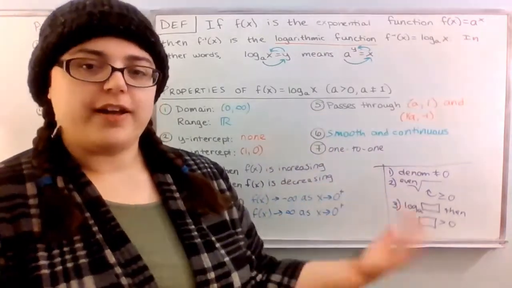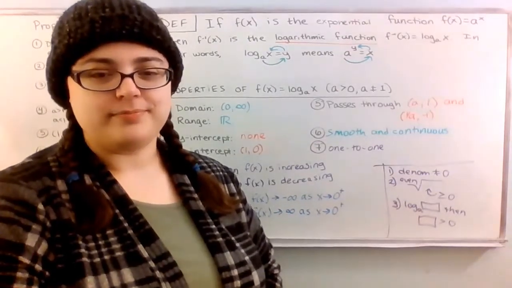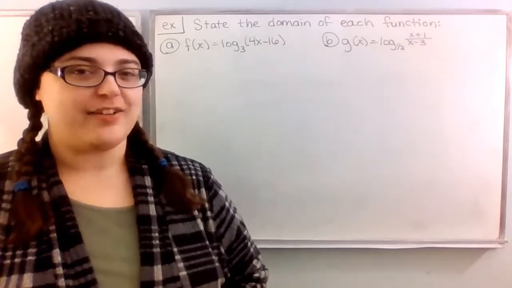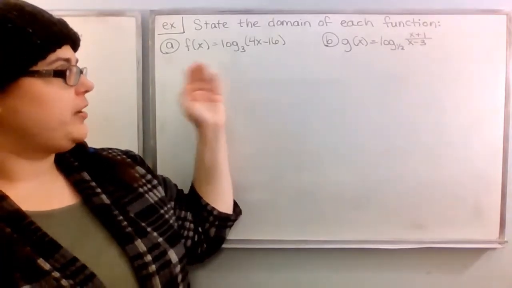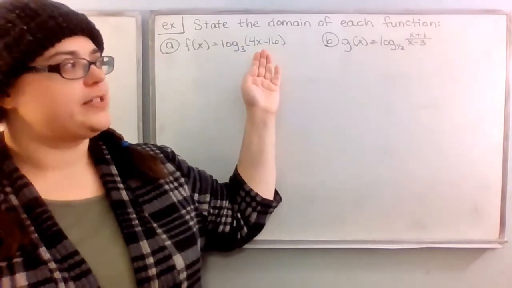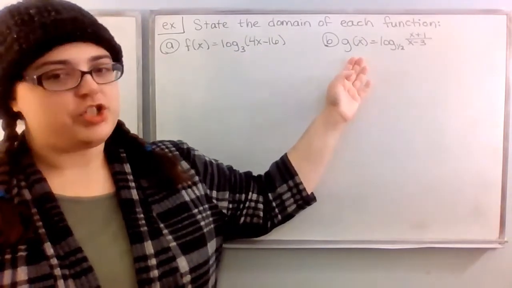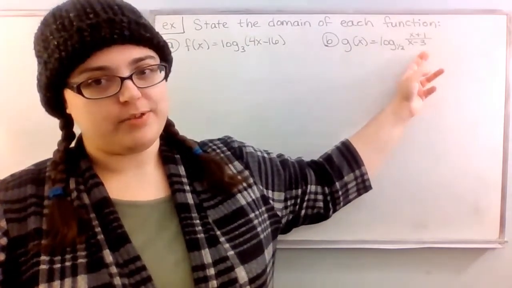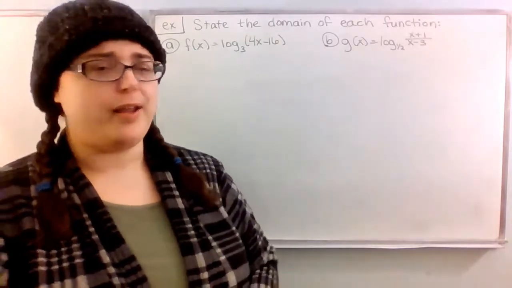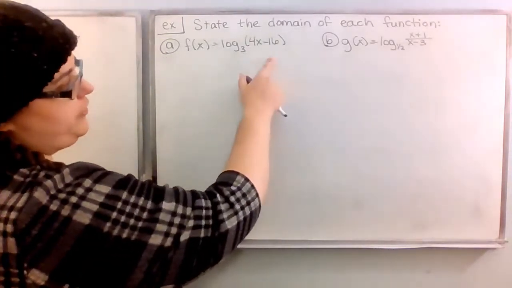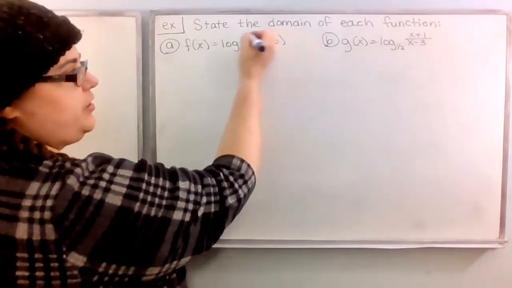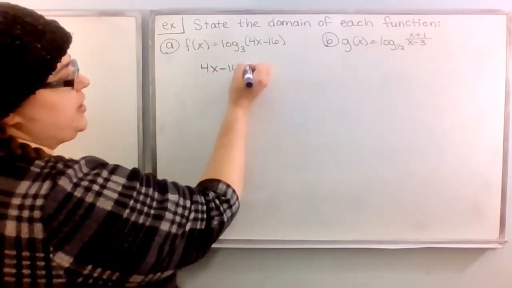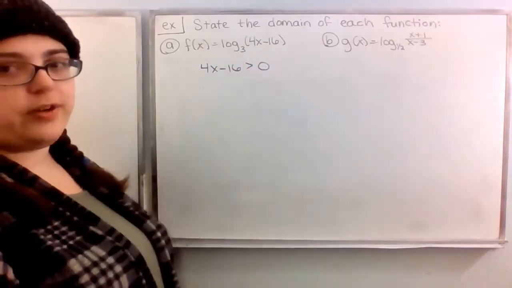So let's do an example of finding a domain of a logarithmic function. Alrighty, so we're going to do 2 domains for this example. First, we're going to find the domain of log base 3 of 4x minus 16. And then we'll do the domain of g of x, which is log with a base of 1/2 of (x plus 1) over (x minus 3). So let's start out with part A. To find the domain of a logarithmic function, you need to make sure that the stuff inside the logarithm is strictly greater than 0. So we're going to set up 4x minus 16 is strictly greater than 0.